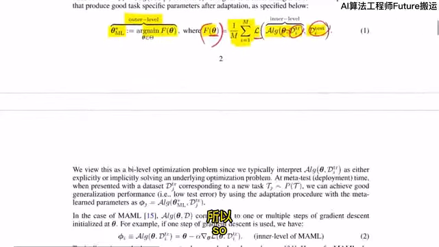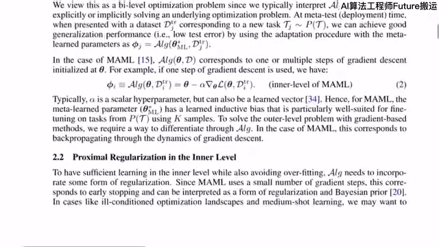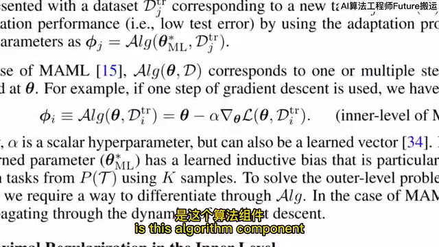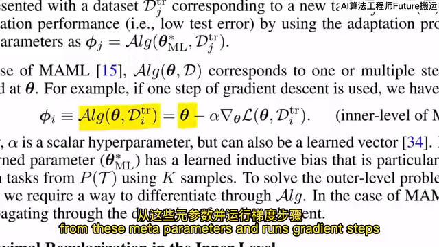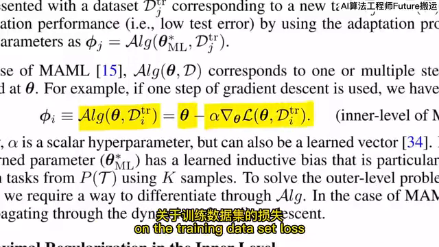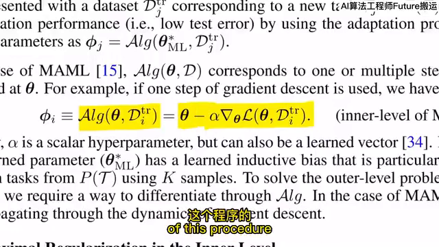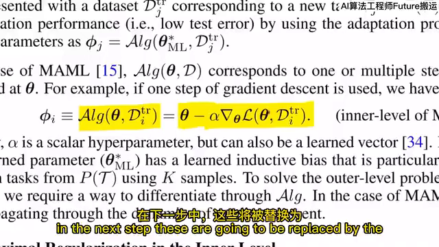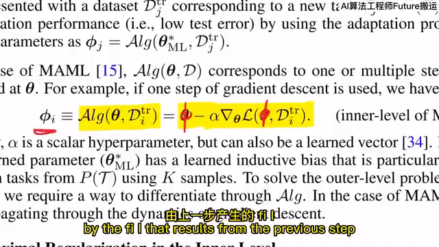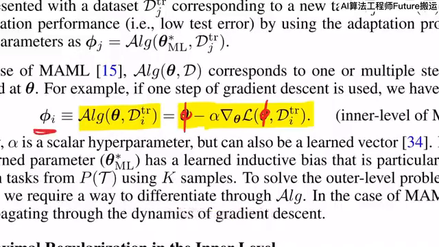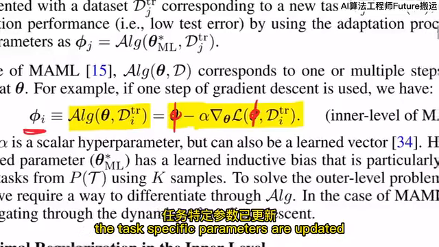Okay, so where they say right here, the inner level is this algorithm component. So the algorithm starts from these meta parameters and runs gradient steps on the training data set loss. Now this is just the first step right here of this procedure. Of course, in the next step, these are going to be replaced by the phi_i that results from the previous step. So the first step is run on the meta parameters, and then subsequently the task-specific parameters are updated.